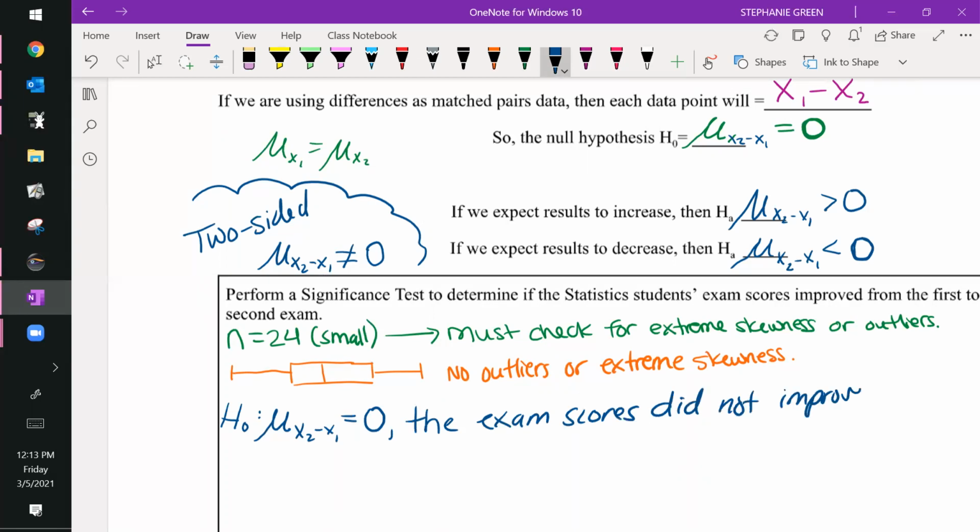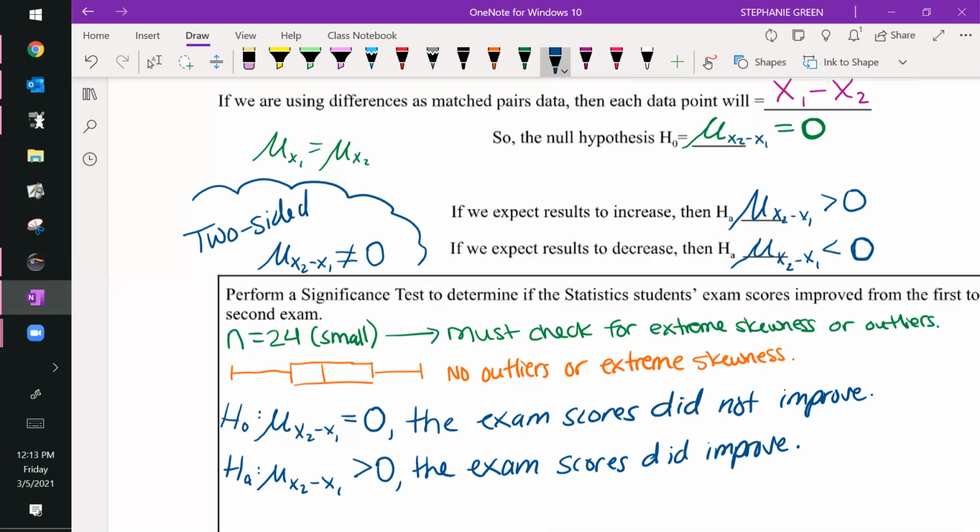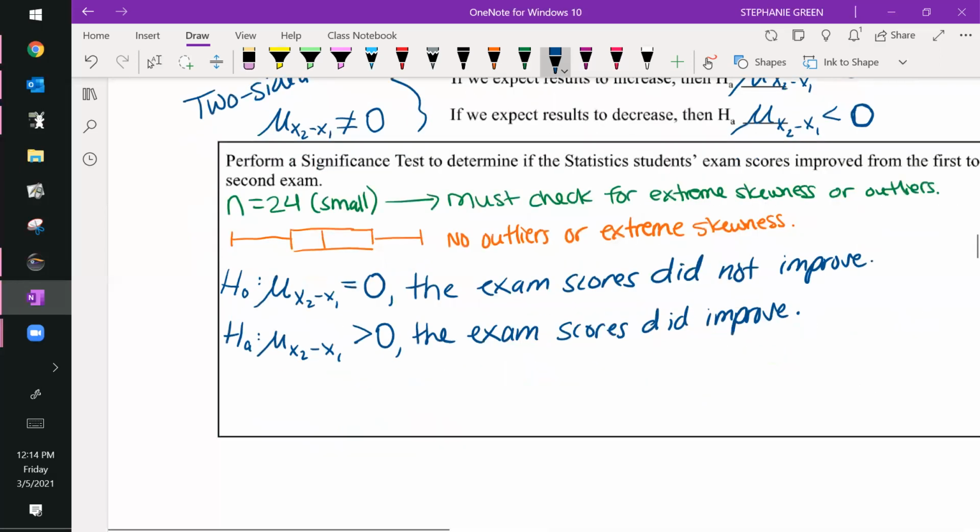And then our alternative hypothesis, what we are hoping for, is that the exam scores did improve, which would mean my second exam score is higher than my first exam score. So when I subtract them in this order, I will get a positive number, meaning the exam scores did improve. Okay, so that's step 1, written in formula form and in context.